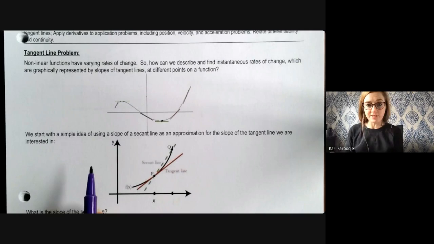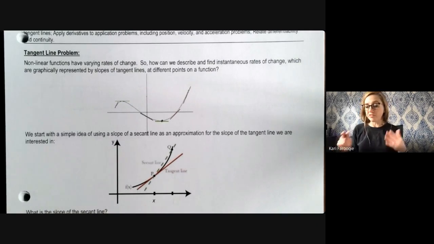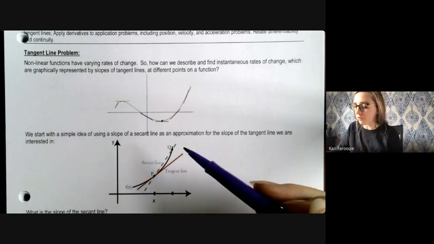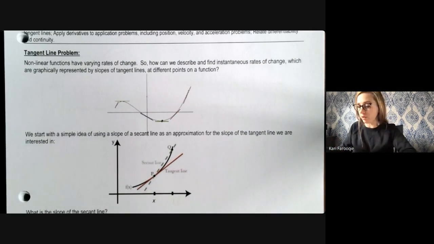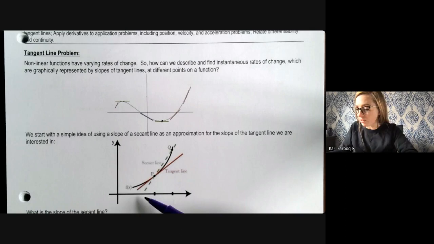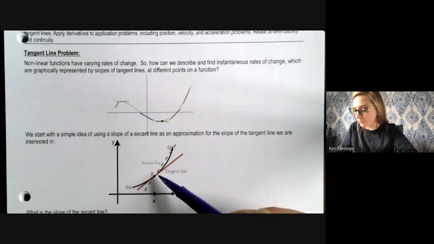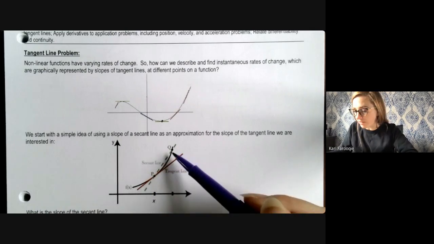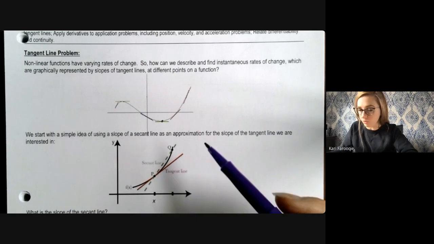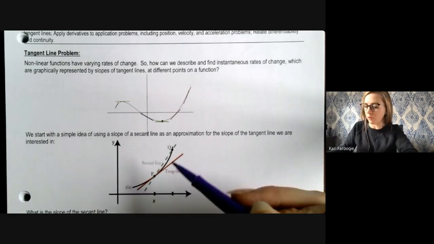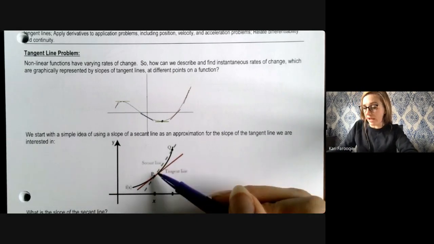So we start with the idea of using the slope of a secant line as an approximation for the slope of the tangent line we're interested in. The secant line is just a line that goes through 2 points on a curve. So consider this example here. The secant line here is this green dashed line. You can see it says secant line in green. I know it doesn't look that green on the video, but the secant line is the dashed line.